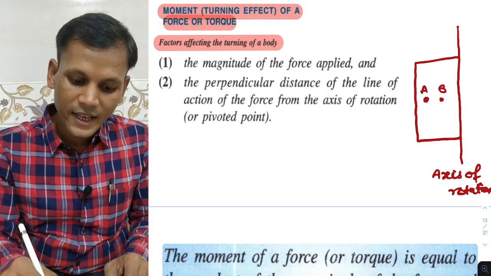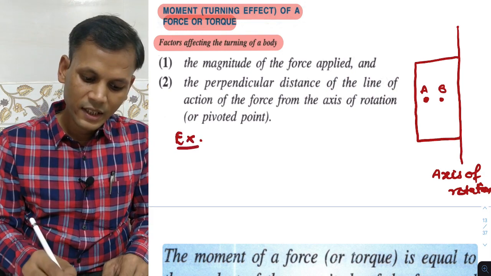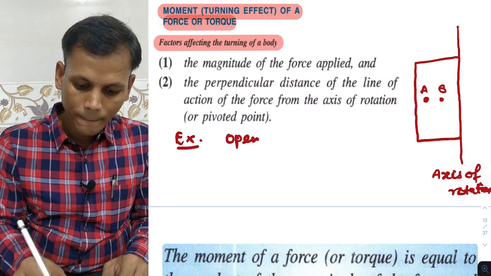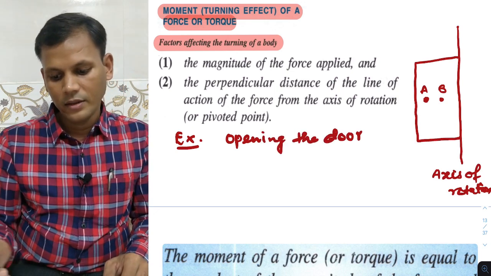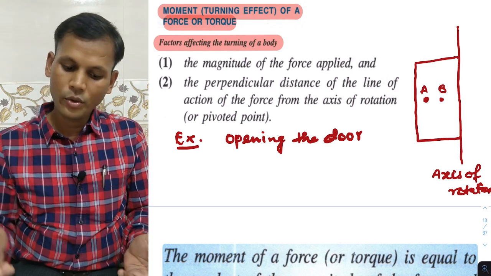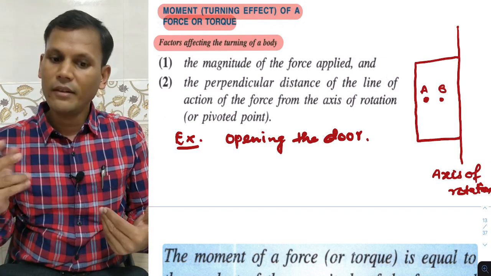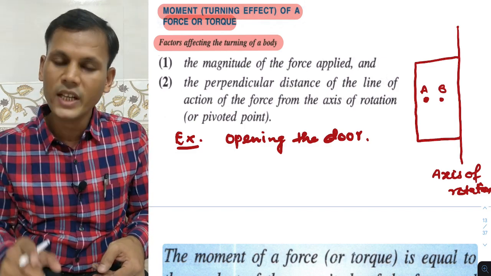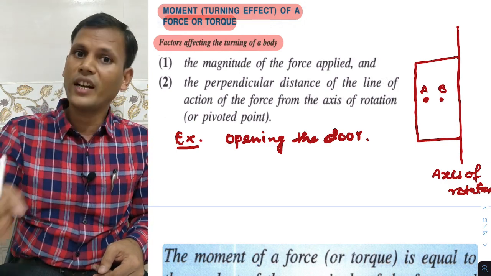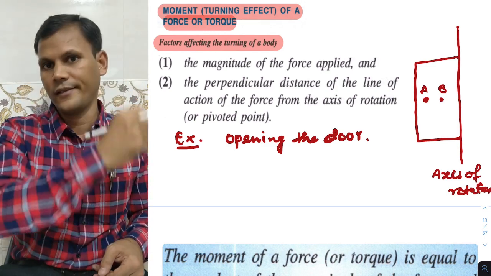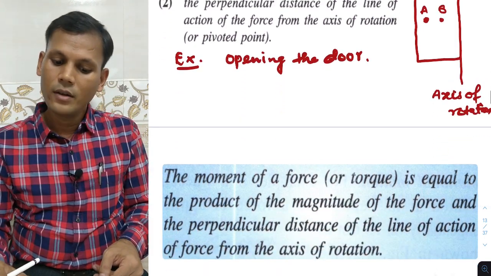And the best example I can say is opening a door. In that case, we know as we apply the force, the door will start to rotate, and how much force we have to apply for opening the door will depend on two factors. One is the force and second is the perpendicular distance from the axis of rotation, meaning the axis of rotation and the point at which the handle is fixed. So these all are the factors affecting the turning of a body.